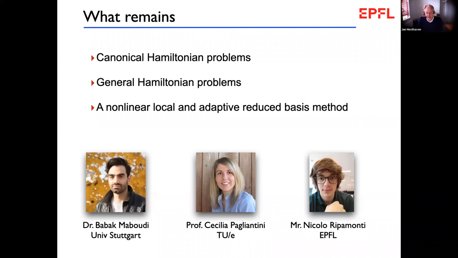So I look at three different types of problems that get to the bottom of it in a variety of different ways. We'll start with canonical Hamiltonian problems. Then we'll look at more general Hamiltonian problems, with the general Poisson structure. And then at the end, we'll discuss how to do all of that, but with a nonlinear basis. And we will see soon why we need to do something like that for these kinds of problems.